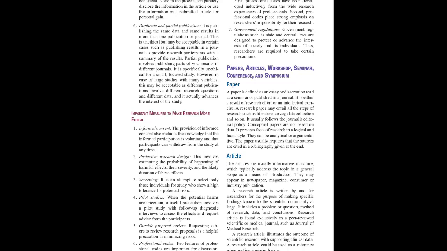A research article is written by and for researchers for the purpose of making specific findings known to the scientific community at large. It includes a problem or question, method of research, data and conclusions. A research article is found exclusively in a peer-reviewed scientific or medical journal, such as Journal of Medical Research. A research article illustrates the outcome of scientific research with supporting clinical data. A research article could be used as a reference when writing a research paper.